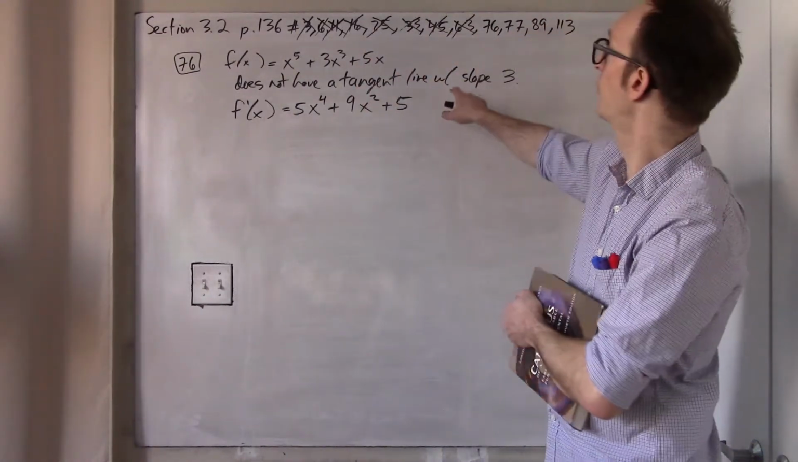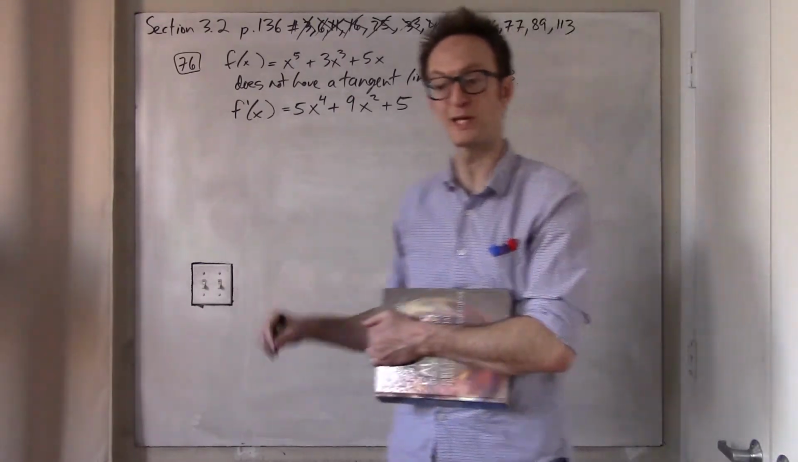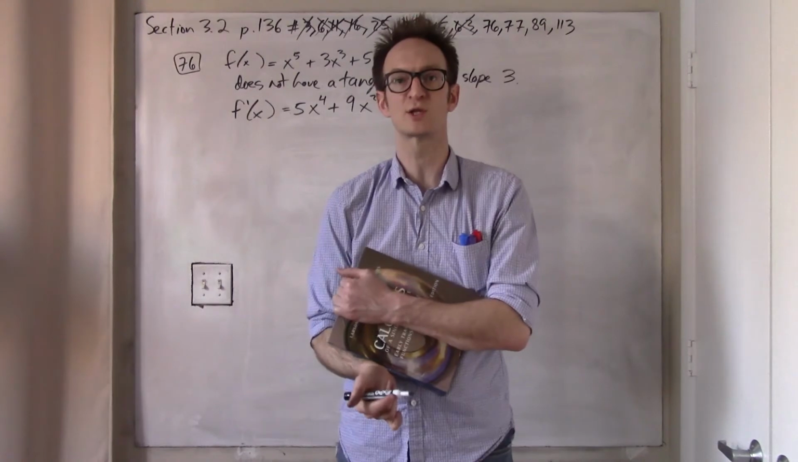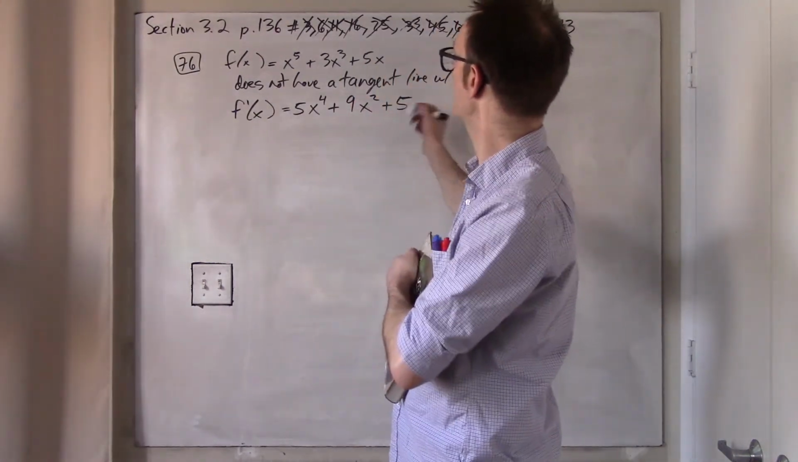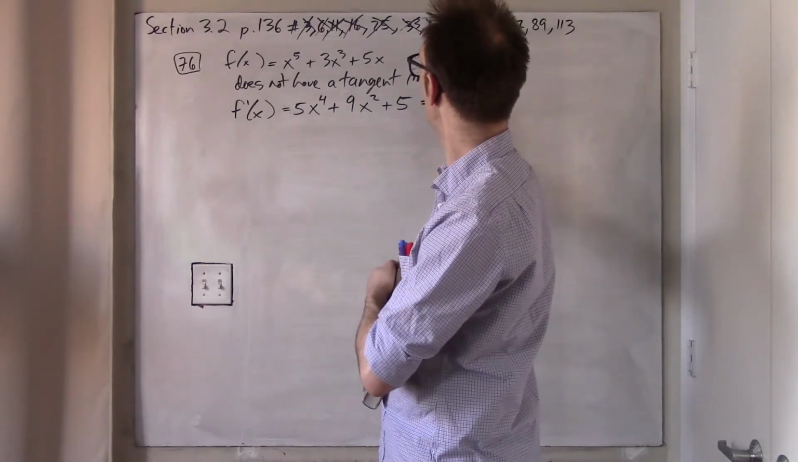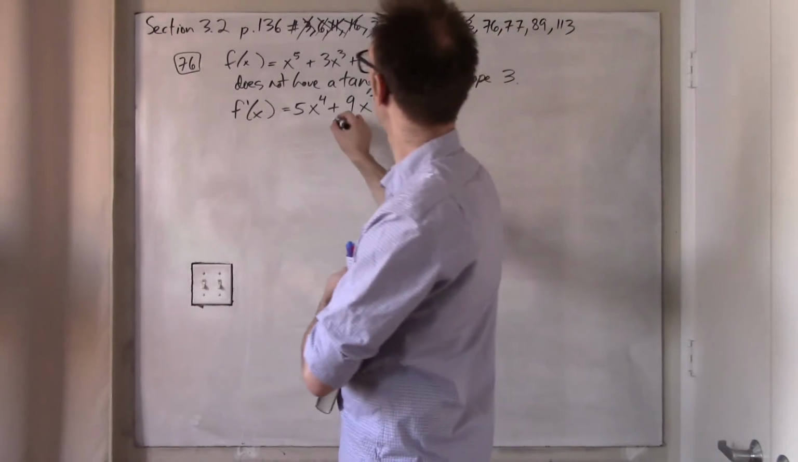So I'm supposed to prove that this function does not have a tangent line with slope 3. In other words, the derivative of this function is never 3. Well, what's wrong with the derivative of this function equaling 3? Well, set the derivative equal to 3, and, well, there it is, right?